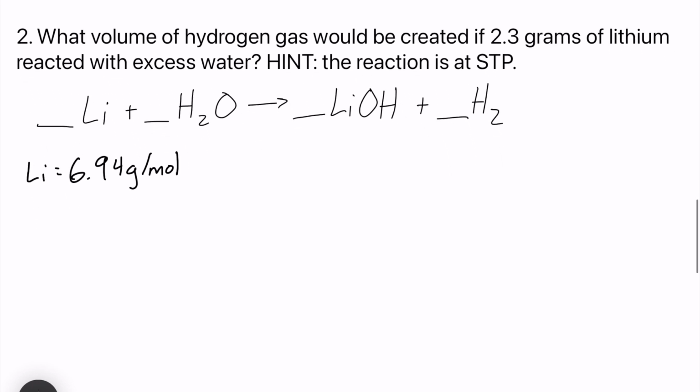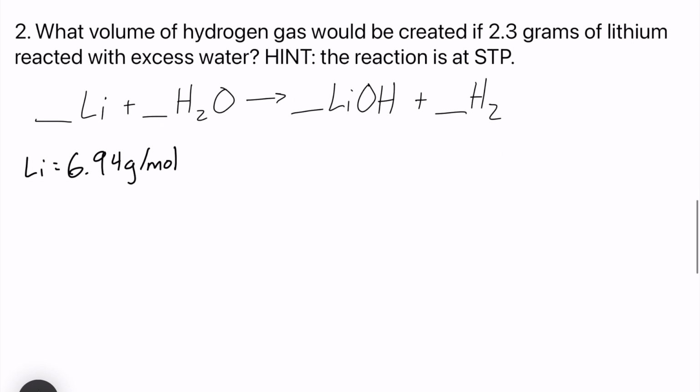All right, number 2 says, what volume of hydrogen gas would be created if 2.3 grams of lithium reacted with excess water? And this reaction is at standard temperature and pressure. So first off, again, let's balance this equation. Just a quick tidbit as well. If you don't know how to balance, go ahead and check out my video on that as well. So we have our balanced chemical equation here, and we also already have our molar mass of lithium, which we will need. I have a video on that as well if you'd like to take a look at that.